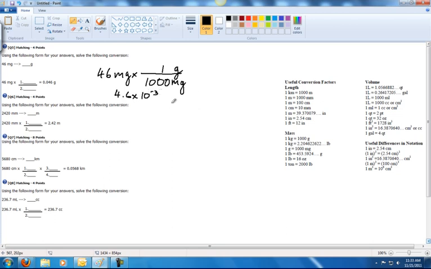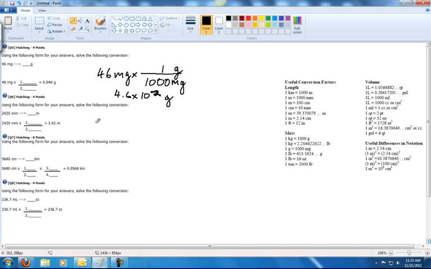exponent, and that would be 4.6 times 10 to the negative 2 is the other way that we could express that as grams. 4.6 times 10 to the negative 2 grams. That also has two significant figures.